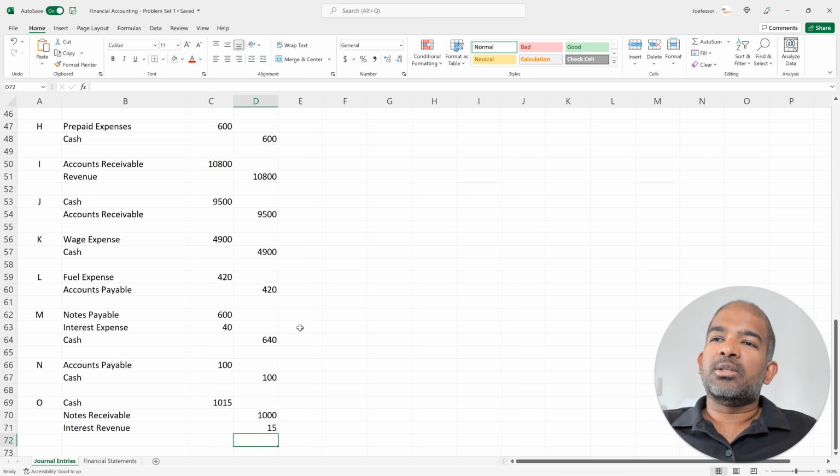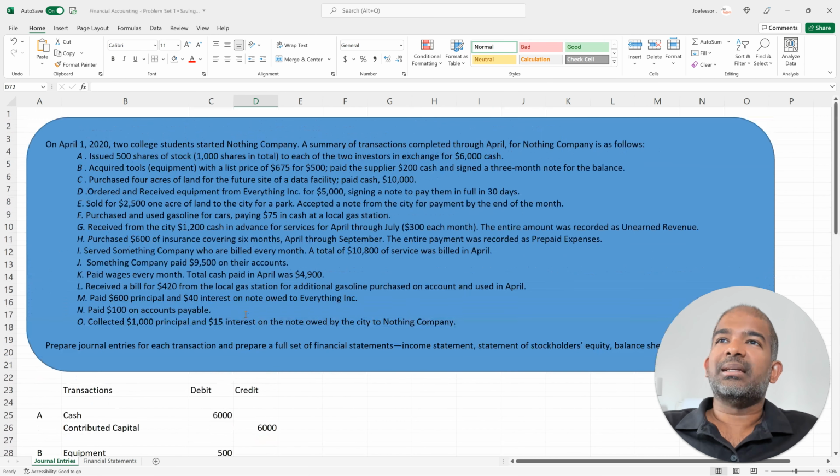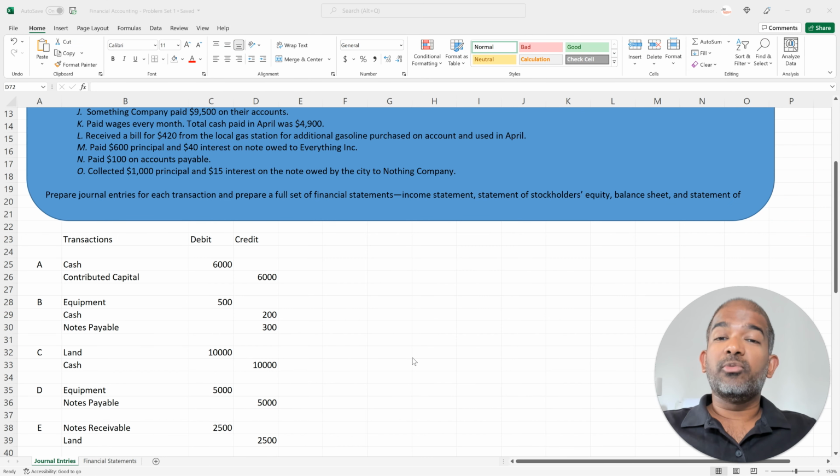So we've completed all the journal entries so far based on these transactions. Now before we create the financial statements, the next step is to tally all these journal entries and calculate the balances of each of these accounts. For that I'm going to use a separate sheet.